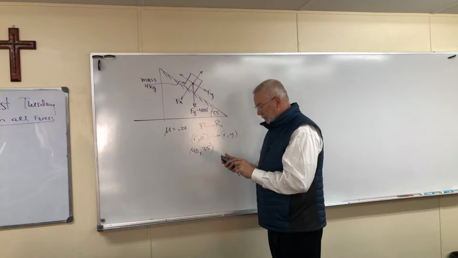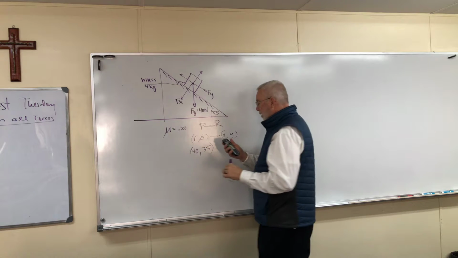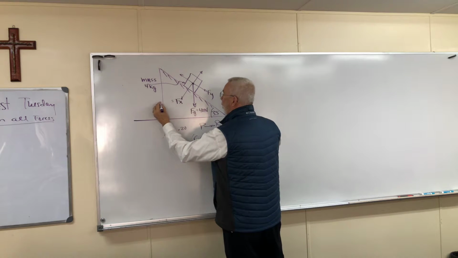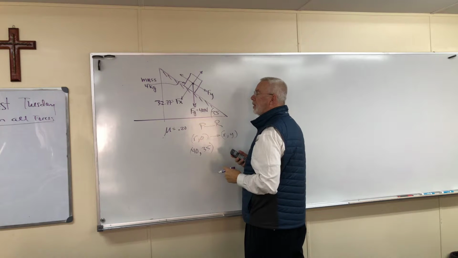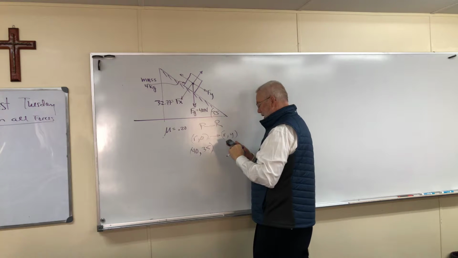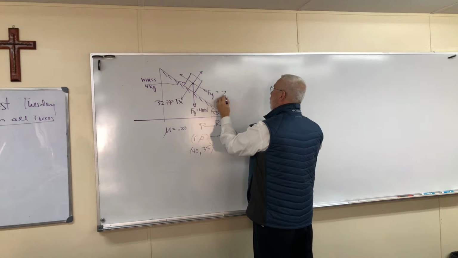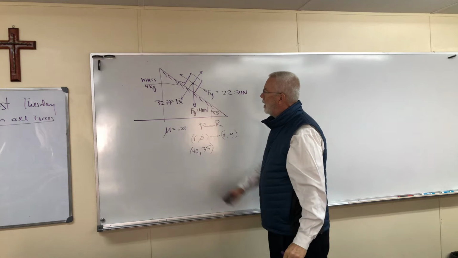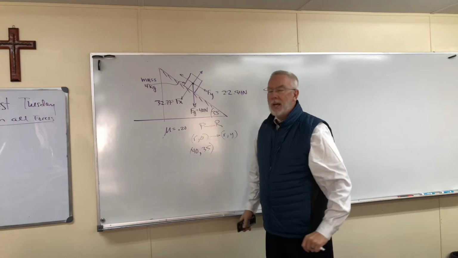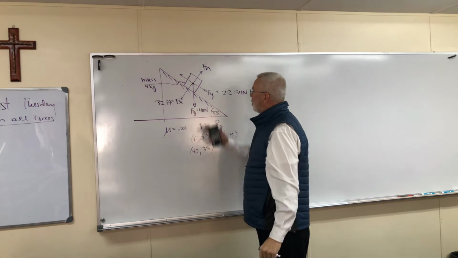We got 40 and a 35, and our x is going to be 32.77. I'm going to round that to 2 decimal places, and that's newtons. And the F of Y is going to be 22.94 newtons.